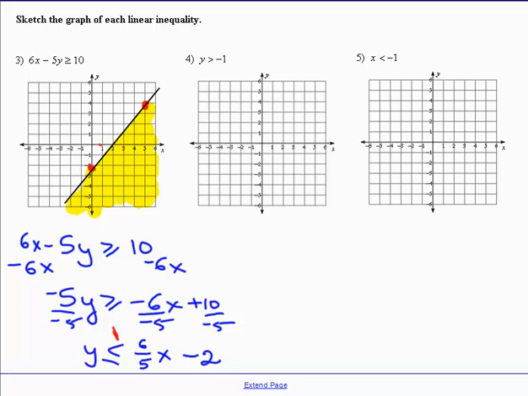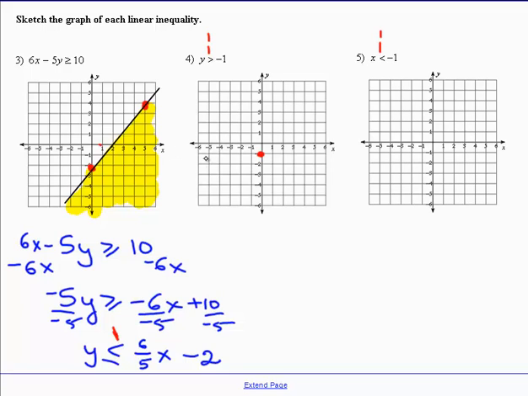Okay. So for number 4, these are vertical and horizontal lines. You do have to know how to graph these, so make sure that you review this. Both of these are dashed lines. Y being greater than -1 means you want to go on the y-axis and find your -1. Y is going to stay as -1.